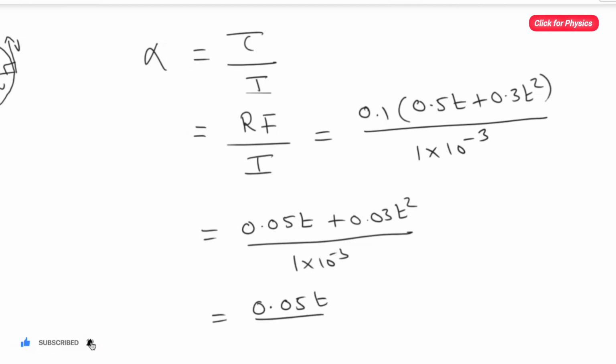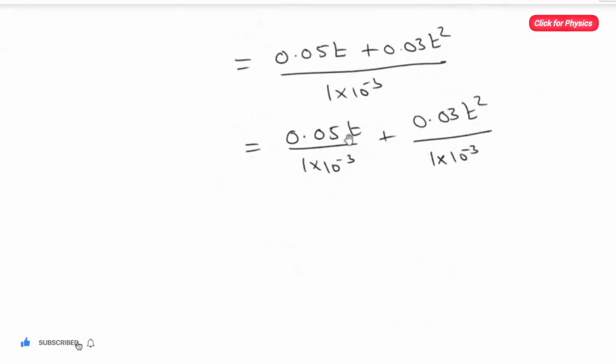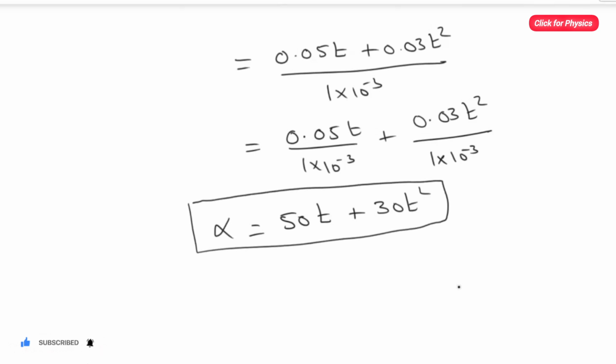0.05 t divided by 1 multiply 10 power minus 3 plus 0.03 t square divided by 1 multiply 10 power minus 3. Now, when you divide 0.05 by 1 multiply 10 power minus 3, we will get 50, right? So 50 t plus 30 t square, which is nothing but our angular acceleration, and its unit is rad per second square.